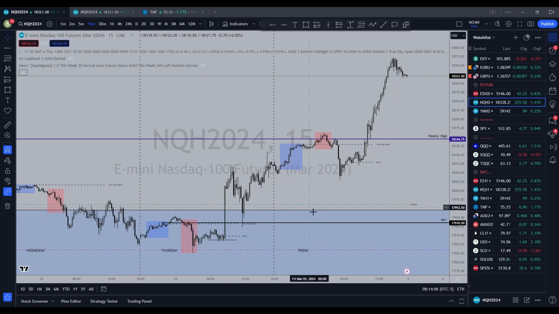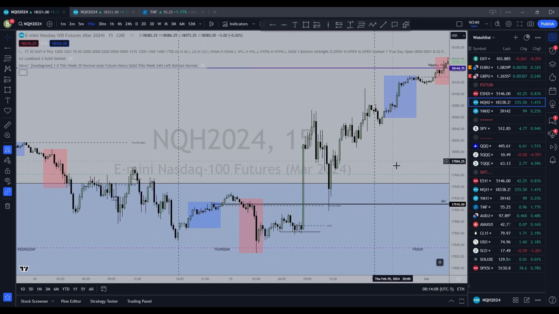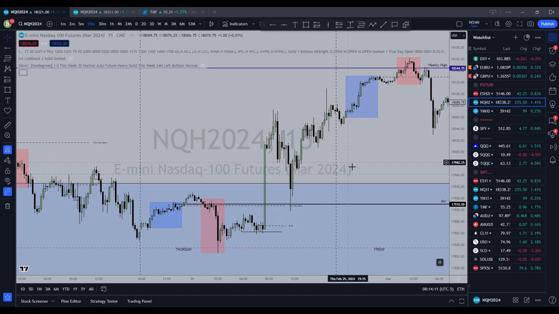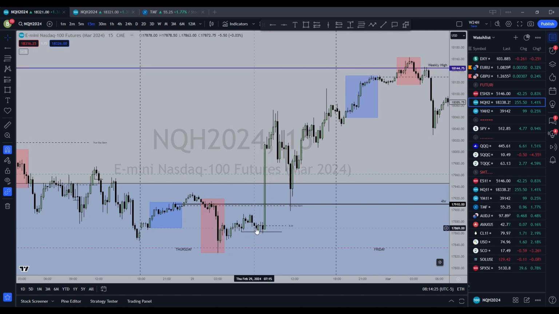We can either expect news to run the lows, news to cause the manipulation, or we can expect manipulation to occur right before the news. If the manipulation occurs right before the news, like it did here, we can expect news at 8:30 to go push higher. Now, what can we also expect at this level?